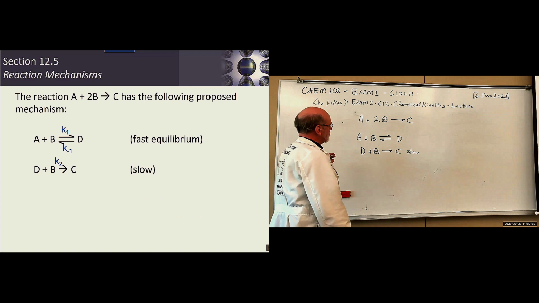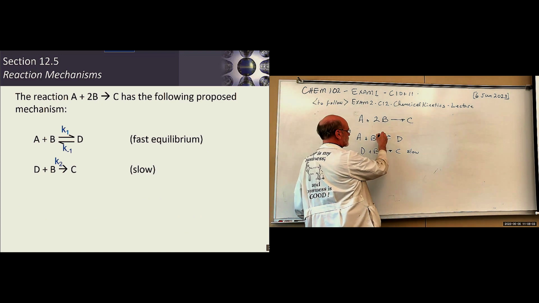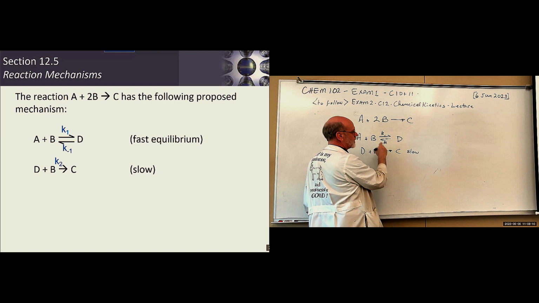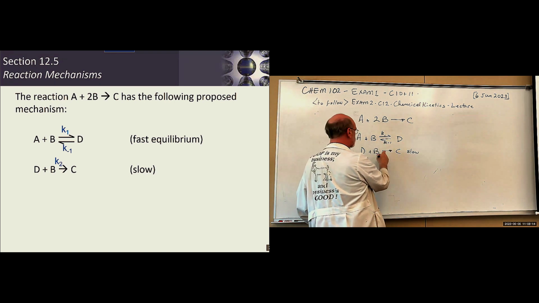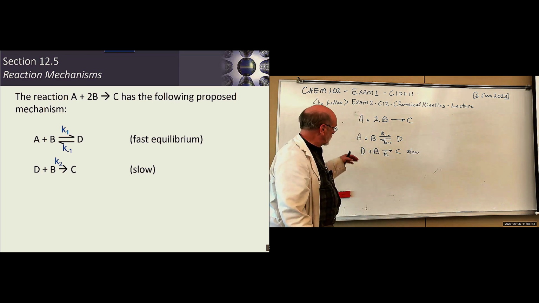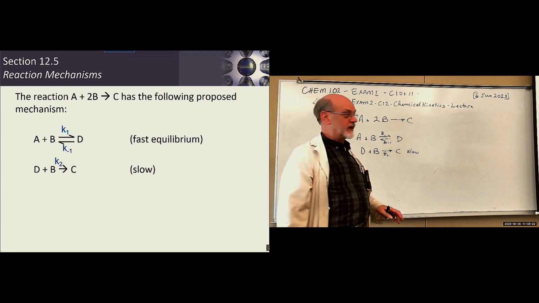So what we're doing here is we're identifying the rates. So this one has a rate constant for that direction. It also has a rate constant for the reverse direction. And then this one has a rate constant for that direction. Since it's slow, it only goes in one direction. We only have to deal with one direction.